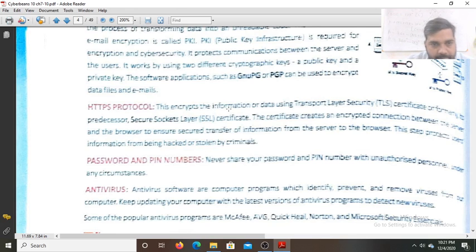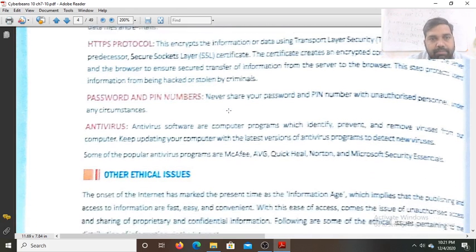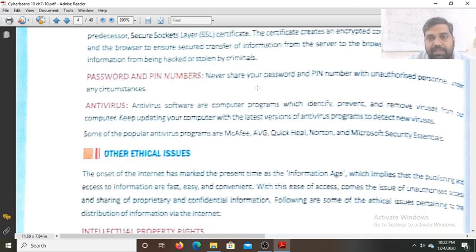person. Next is the password and pin numbers. Never share your password and pin numbers with an unauthorized person under any circumstances. By following this you can protect your information.